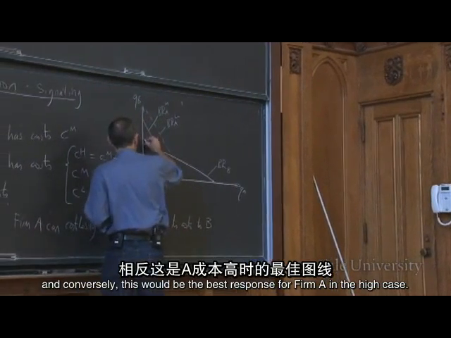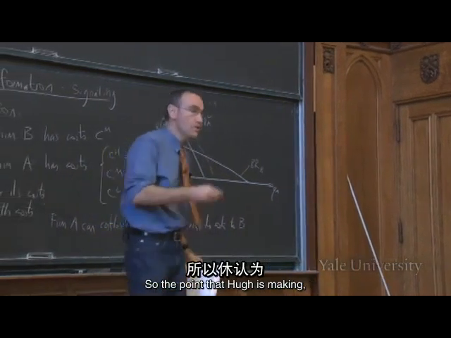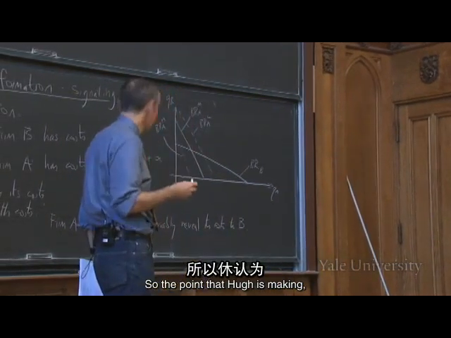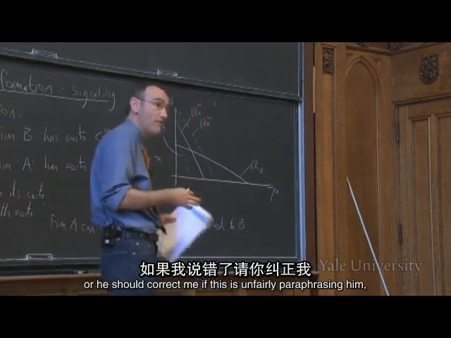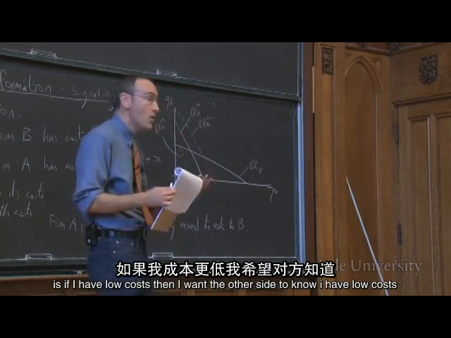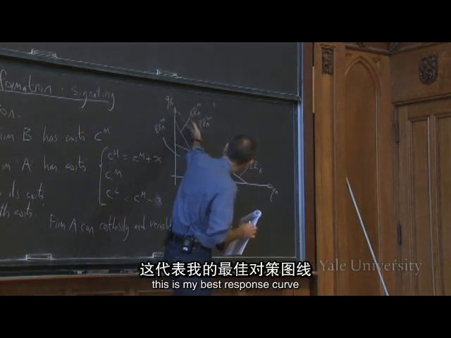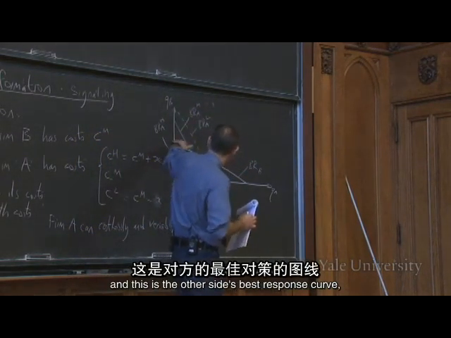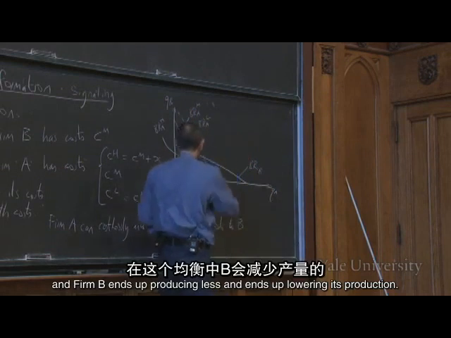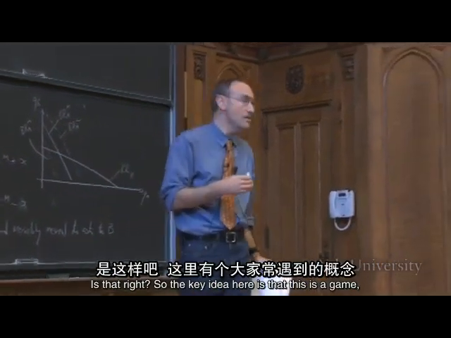And conversely, this would be the best response for firm A in the high case. All right? So the point that Yu is making, or he should correct me if this is unfairly paraphrasing him, is if I have low costs, then I want the other side to know I have low costs, because that puts us into the equilibrium in which this is my best response curve, and this is the other side's best response curve, and firm B ends up producing less, ends up lowering its production. Is that right?